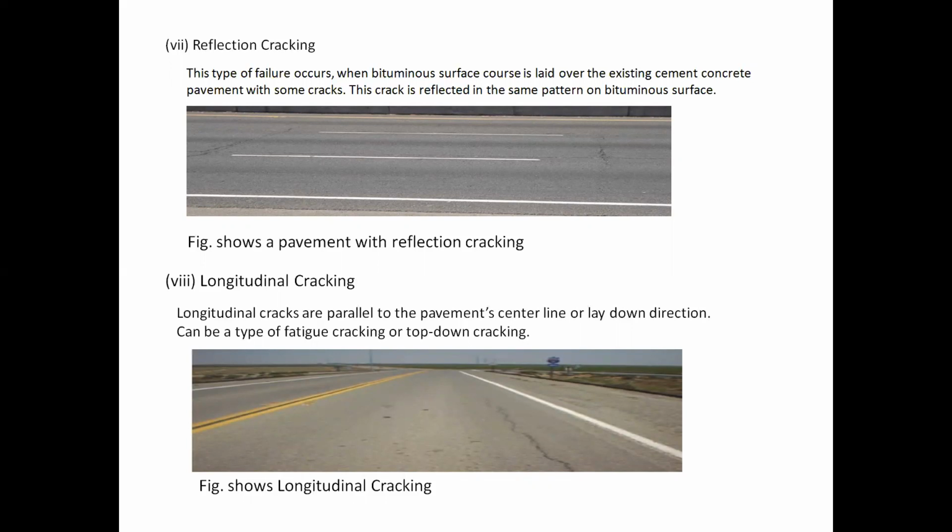The next one is longitudinal cracking. Longitudinal cracks are parallel to the pavement's center line or lay down direction. It can be a type of fatigue cracking or top down cracking. The primary causes for longitudinal cracking are differential volume changes in subgrade soil, settlement of fill materials, and also sliding of side slopes.